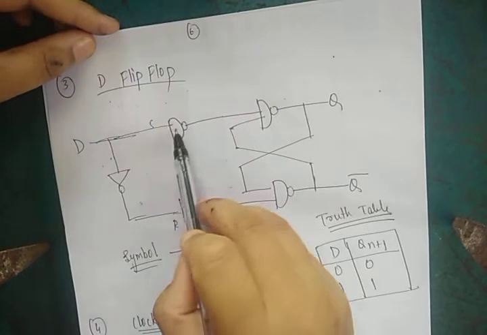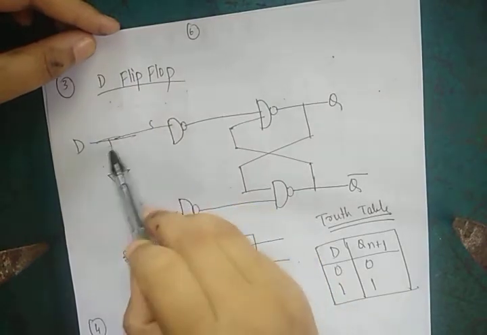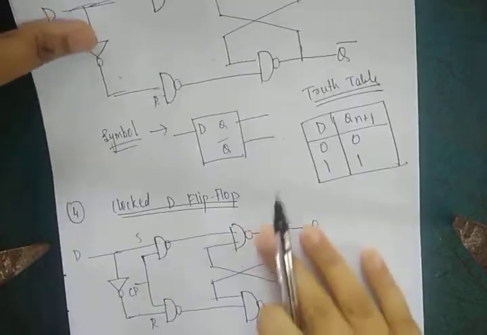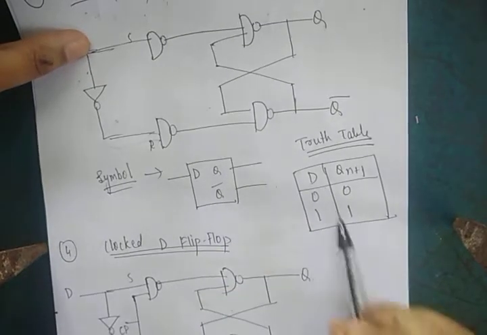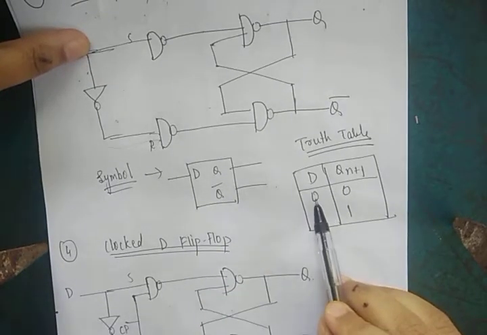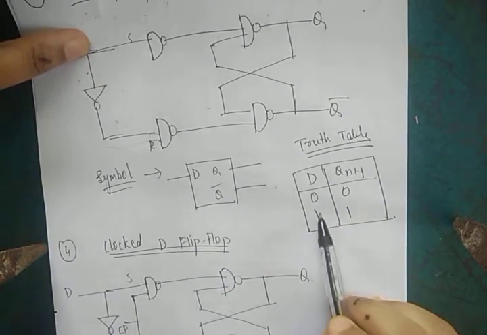Similarly, next D flip-flop, same concept here. As you can see, S and R: D is connected here, inverted D is connected to R. This is without clock, here is with clock, I'll explain. So this is a D flip-flop, this is Q and Q bar. D means what? If 0 is the input, output also will be 0. If input is 1, output also is 1.